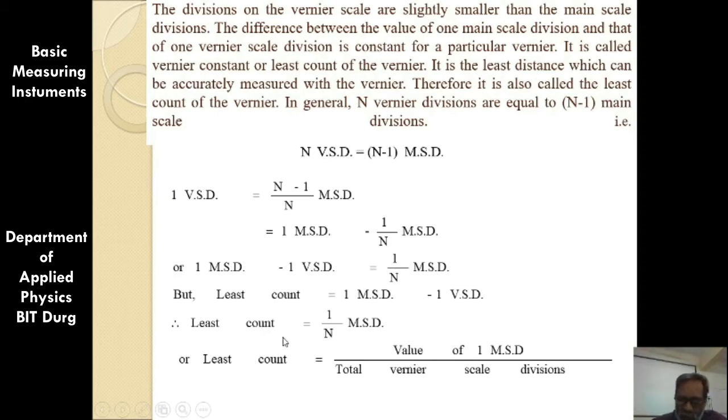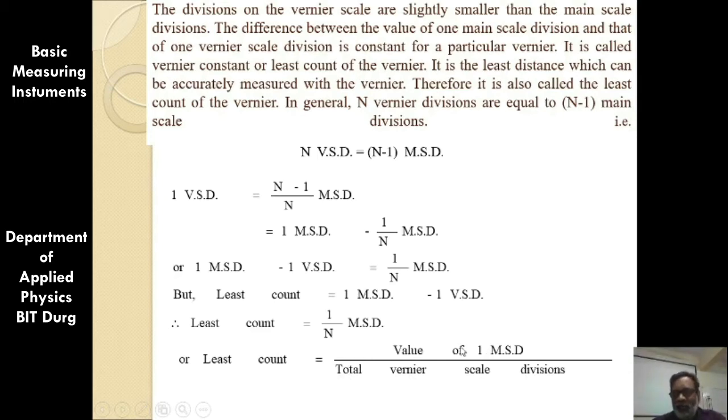So accordingly, whatever be the vernier calipers, whatever be the number of divisions on the vernier scale, irrespective of that, the formula for getting the least count or the vernier constant becomes equal to 1 divided by n main scale division. That is, the value of one main scale division divided by the total number of divisions on the vernier scale.